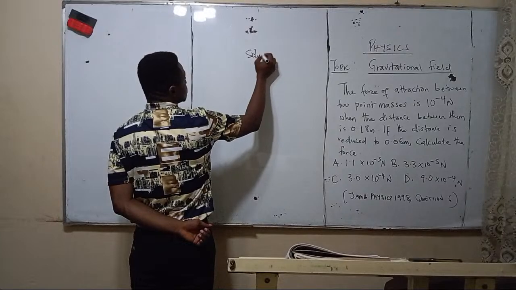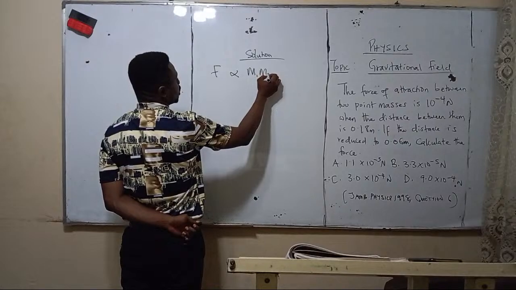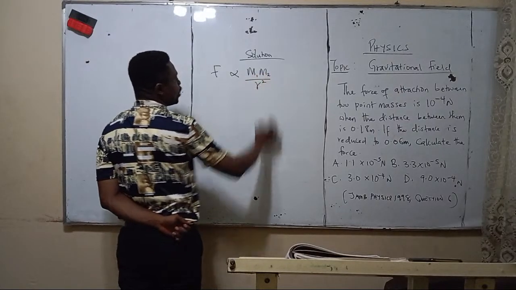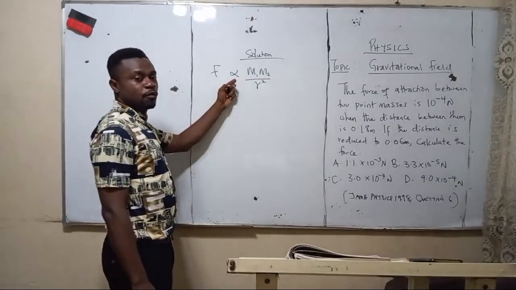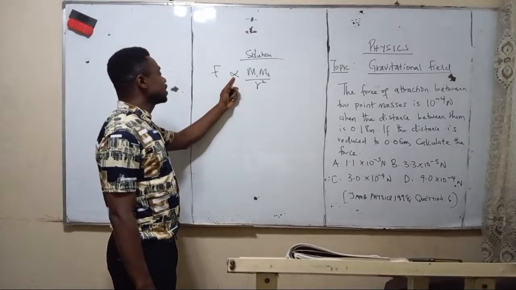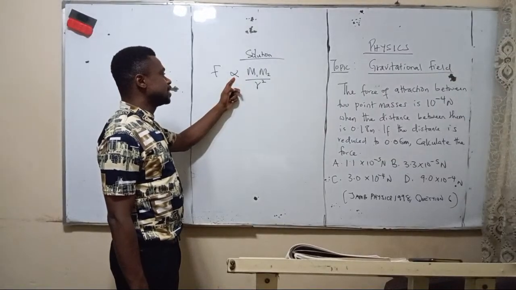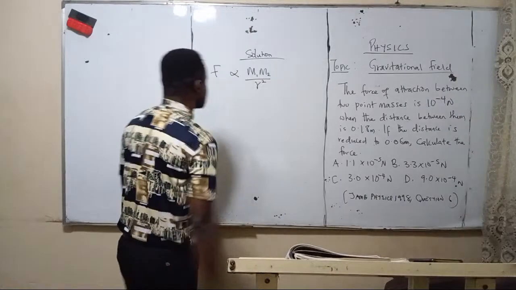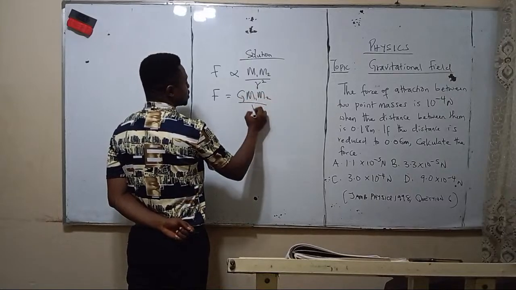Solution. According to Newton's law, the force in question is directly proportional to the product of the masses over the square of the distance between the masses. For this sign of proportionality to be removed and an equal sign to enter, you must put in a constant, which is the gravitational constant. So F is now equal to G m1 m2 over R squared.